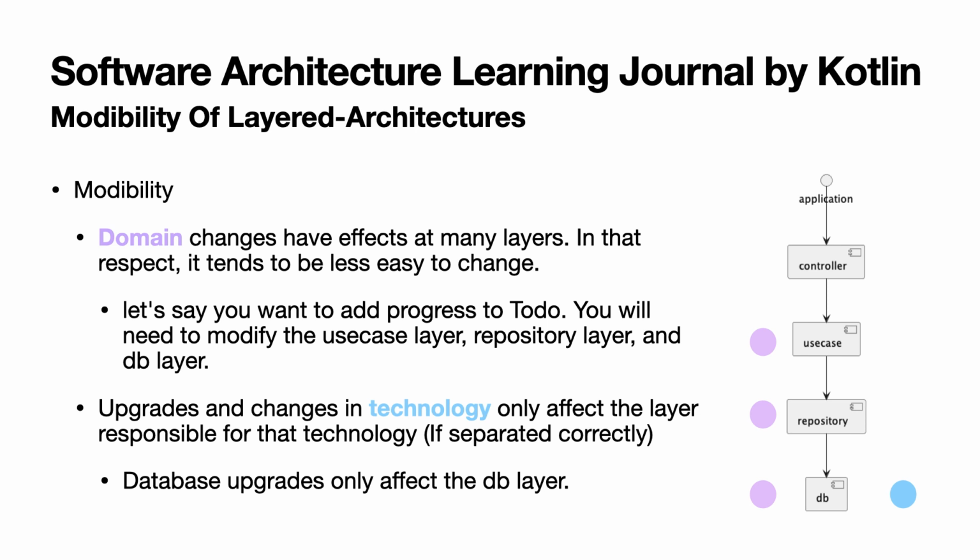For example, if we consider adding progress status to a Todo, modifications would be required in the use case layer, repository layer, and DB layer. Upgrading Ktor plugins would only affect the controller layer, and upgrading the database would only affect the DB layer.